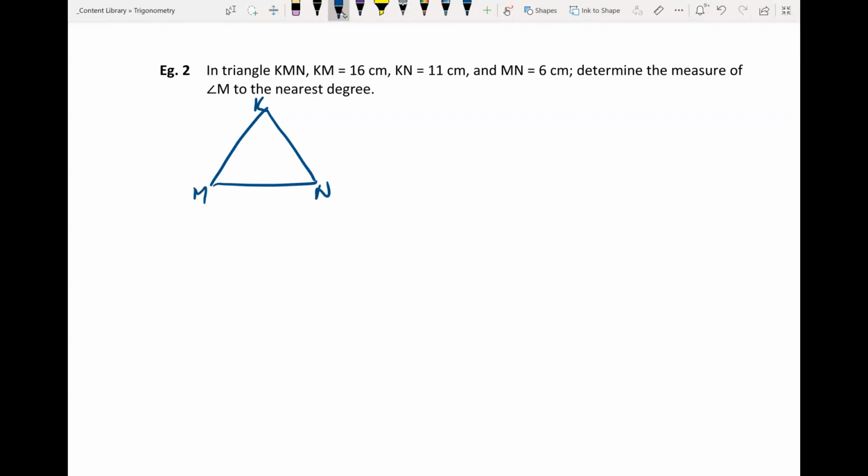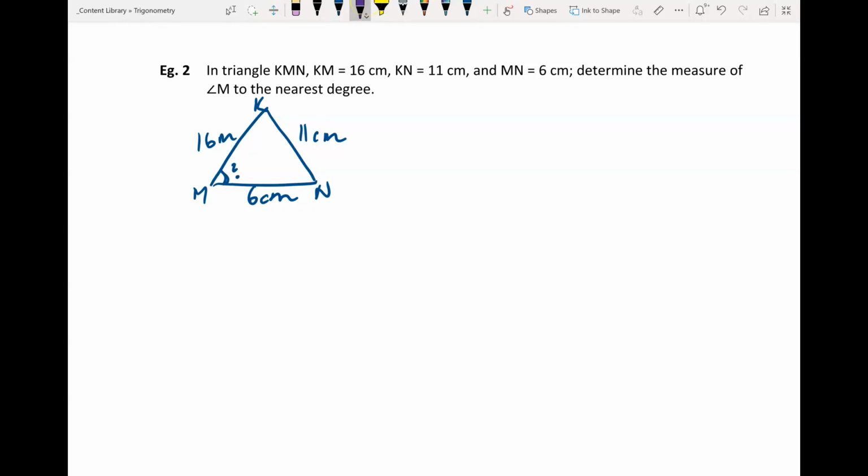We know that the side K to M is 16 centimeters. We know K to N is 11 centimeters. And lastly, M to N is 6 centimeters. So we're given only sides. We're going to use the cosine law to find the angle M.